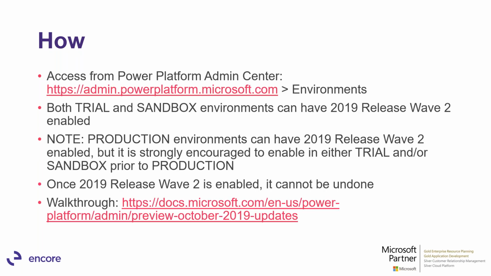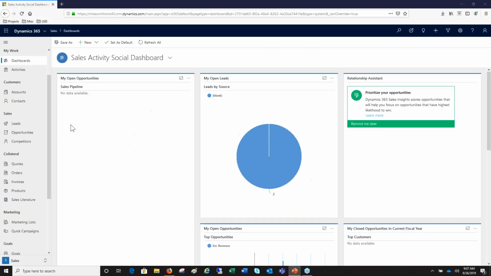As for the how, from the Power Platform Admin Center, you can go into your environments and then upgrade from there. So what I'll do is show you how to get to these. Oh, looks like my links may not be working here. Let me see if I can get this open. I might have to exit out of here.